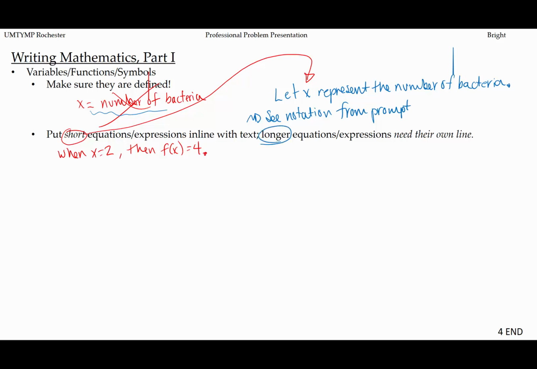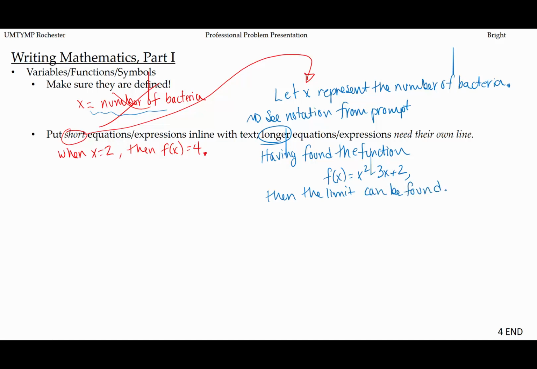equations. This might be something like, I'll just make up an example here. Having found the function, and then I'm going to do f of x is equal to x squared minus 3x plus 2, comma, and this is maybe a little awkward. Then the limit can be found. Period.